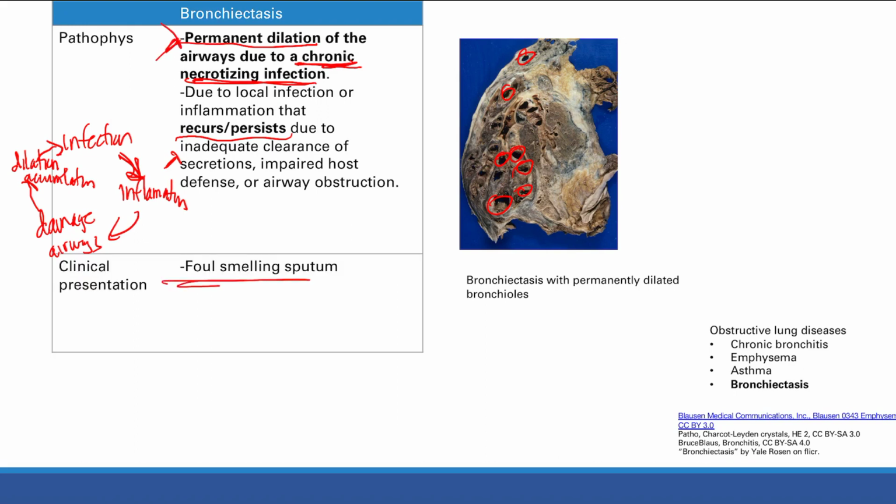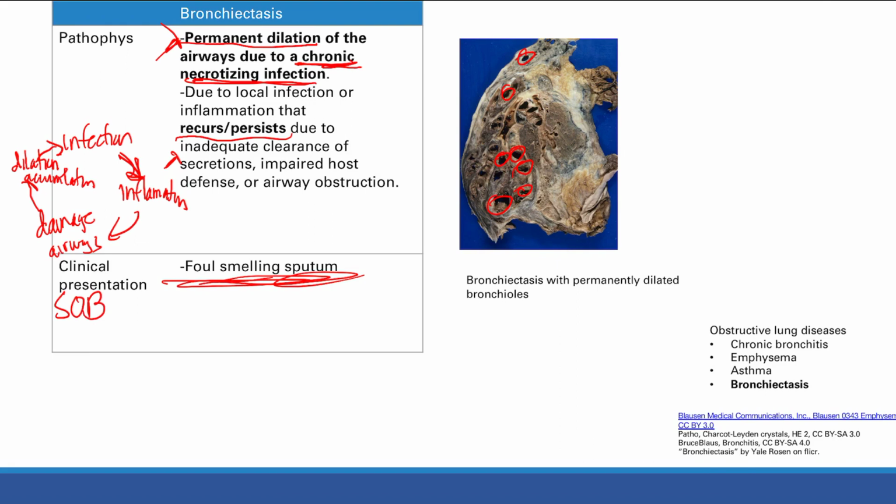And the key thing here is you're going to see foul-smelling sputum, because again, you have all this infection, and you get foul-smelling sputum. Okay. Again, I just want to emphasize, they don't only have foul-smelling sputum. This is obstructive lung disease. They can have anything. They can have any of those respiratory symptoms. They have shortness of breath. What were the other ones that I talked about?